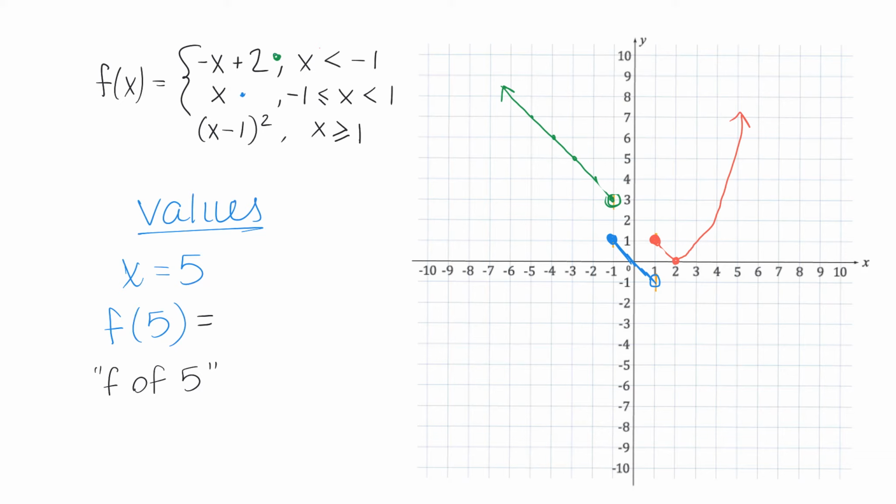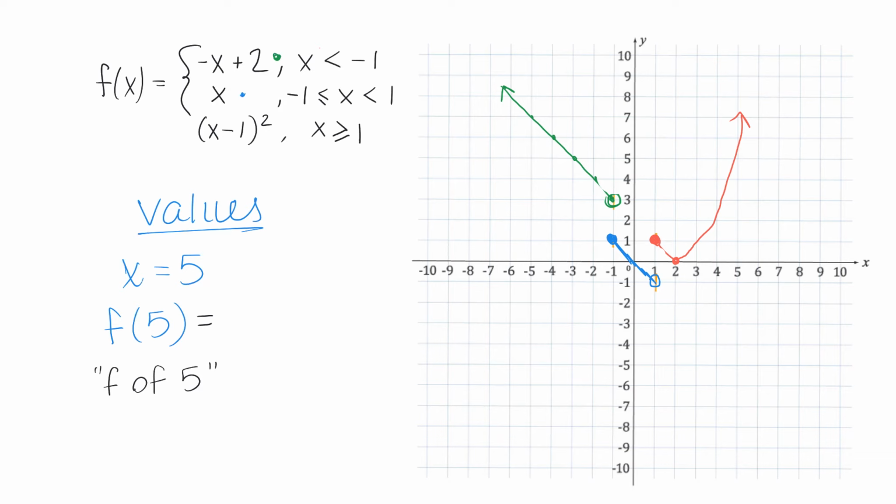However, because this is piecewise, which of these three functions am I going to use for that? Well, 5 is not less than -1. 5 does not fall between -1 and 1, but 5 does fall greater than 1. So I'm going to plug my 5 into this function because it's greater than 1. And you can see graphically, if I want to know what's happening at 5, I come over here. Well, that's in the red section. So I'm going to use that function.